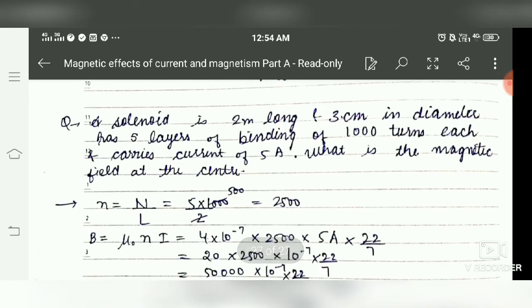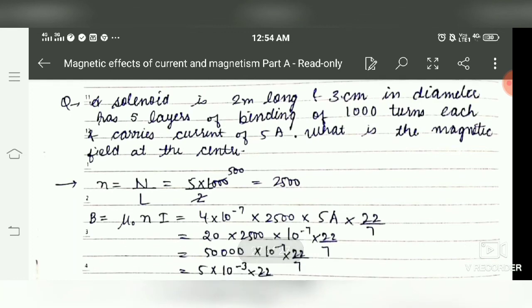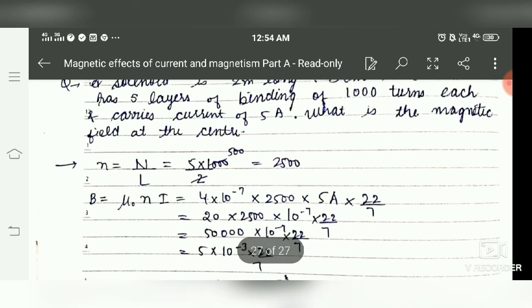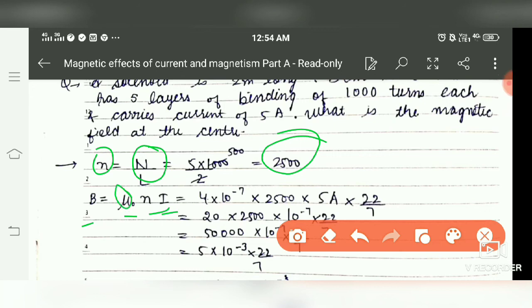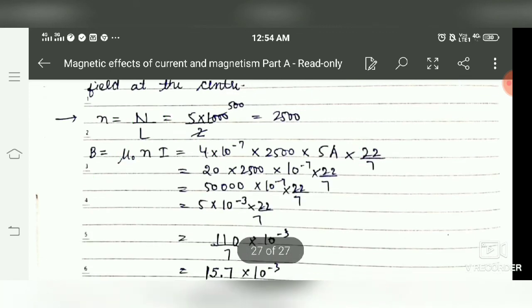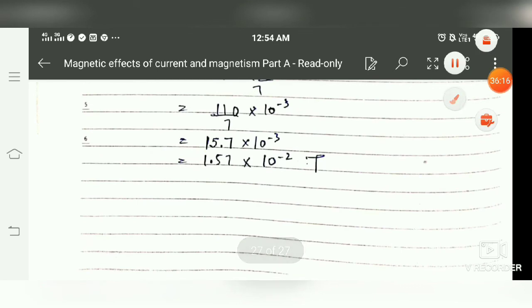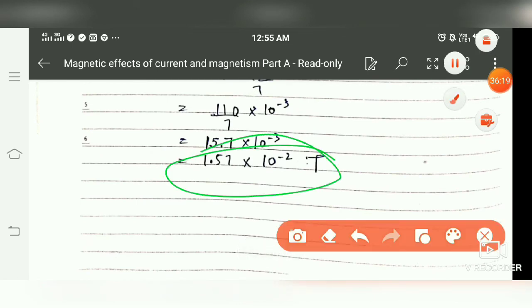Next, a solenoid is 2 meter long and 3 centimeter in diameter, has 5 layers of winding of 1000 turns, each carrying current of 5 ampere. What is the magnetic field at the center? Again, by using n equals capital N by L, we get the number of turns. By using this formula, B equals mu naught n I. We know mu naught is 4 pi into 10 raised to power minus 7, into n which is 2500, and the current, by substituting the values, and here they have put the value of pi as 22 by 7. And by solving this completely, we get a magnetic field of 1.57 into 10 raised to power minus 2 Tesla.